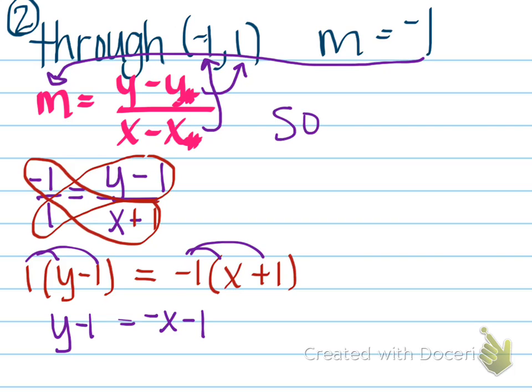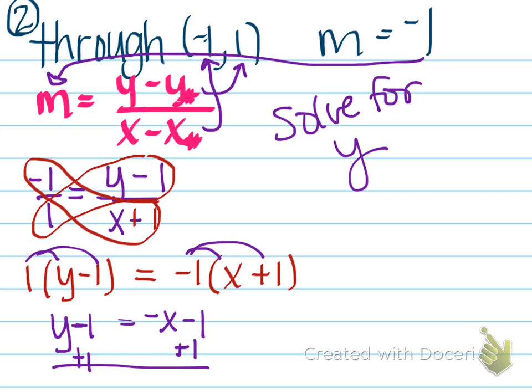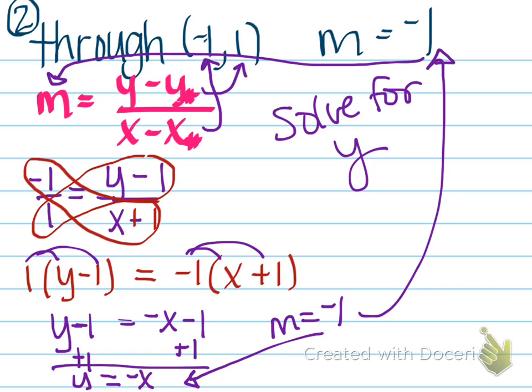Again, I'm trying to solve for y, so I'm trying to get the y by itself. I see that they're minusing a 1 from the y, so the opposite is to add 1. And when you do, you'll get y equals negative x plus 0, and you don't have to write plus 0. So again, look at your slope here. My slope is negative 1, which is what it was from the original problem.